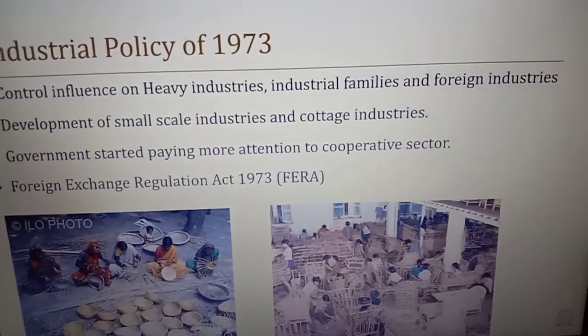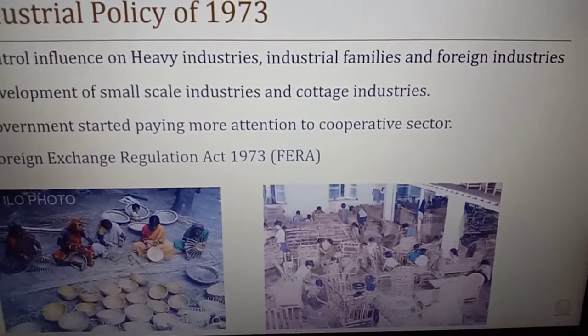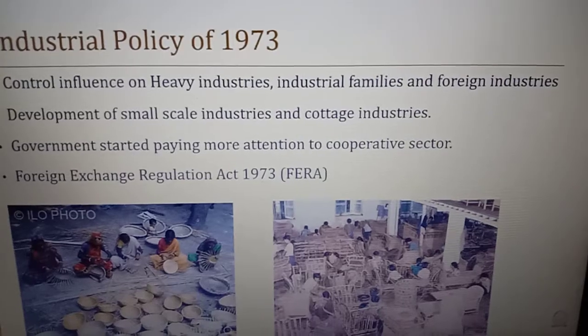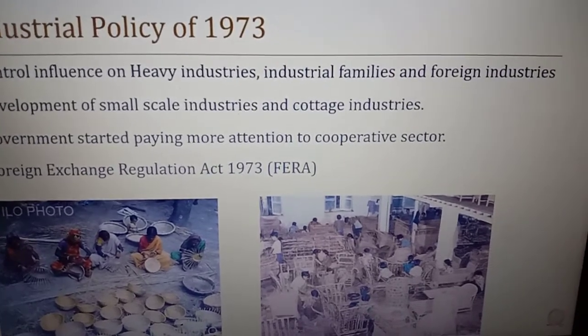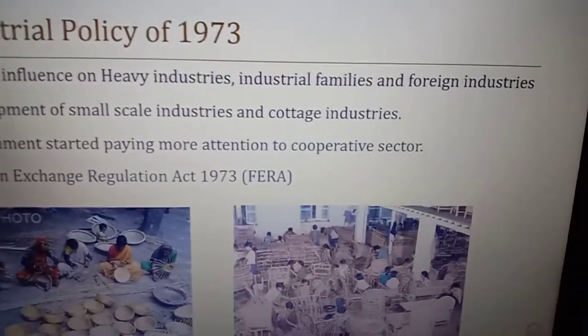Heavy control influence on heavy industries, industrial families, foreign industries. So these all are the policies of 1973.